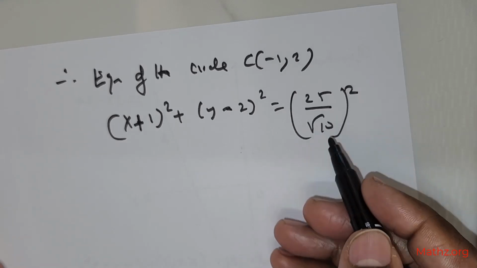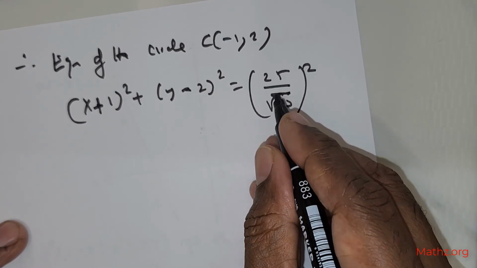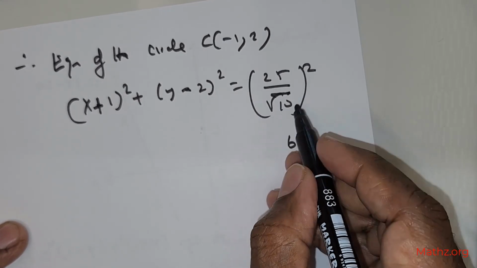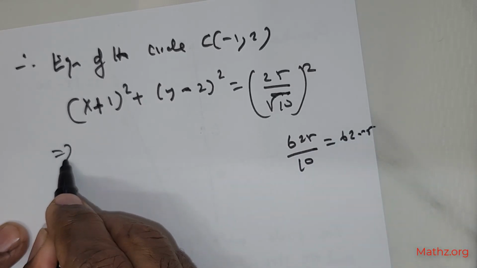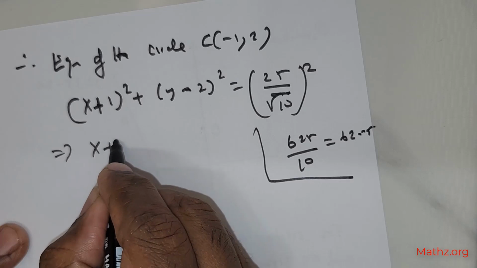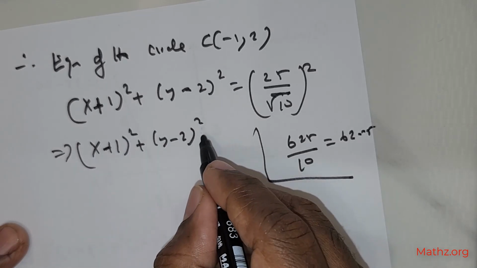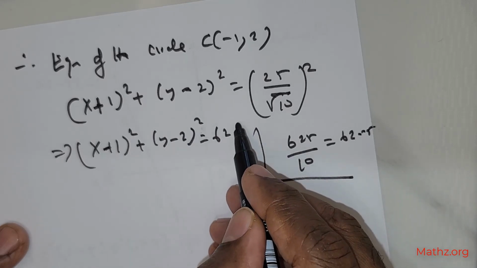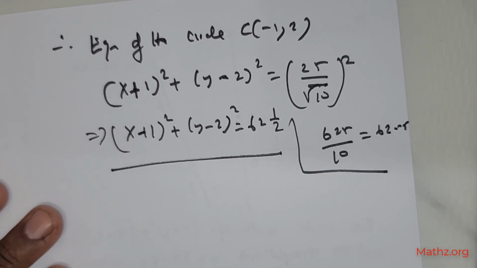If you want, you can just simply stop there, or if you are interested, you can simplify this. This is 625 divided by 10, so that means 62.5. So this means the equation is (x positive 1) the whole squared positive (y negative 2) the whole squared is equal to 62.5. If you want, you can write it as 62 and 1 over 2. So that is the equation of the circle. So that has completed part B of the question. So we move on to the next one.